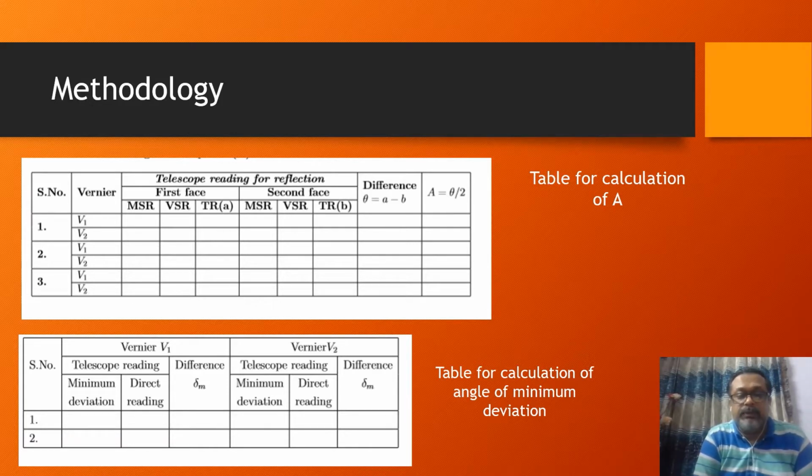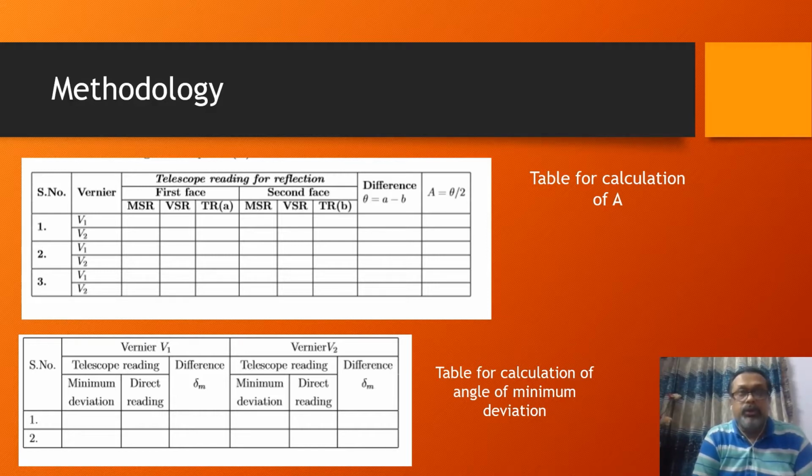So this is what has been shown in the observation table also. From the first vernier scale, that is vernier V1, we take the position of the minimum deviation reading, we take the direct reading, and the difference between the direct reading and the minimum deviation reading will give you the value of delta m. Similarly, if you see the vernier scale V2, again the position of the minimum deviation minus the direct scale reading will give you the value of delta m. Now if you use the formula n is equal to sine of (A plus delta m) by 2 divided by sine A by 2, one can calculate the value of the refractive index of the prism.